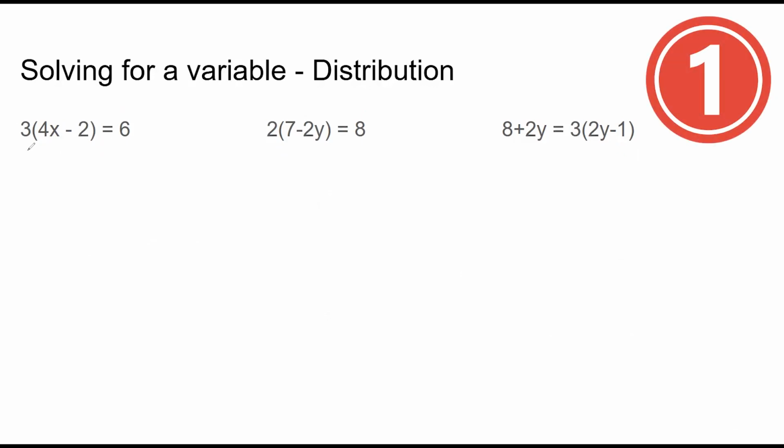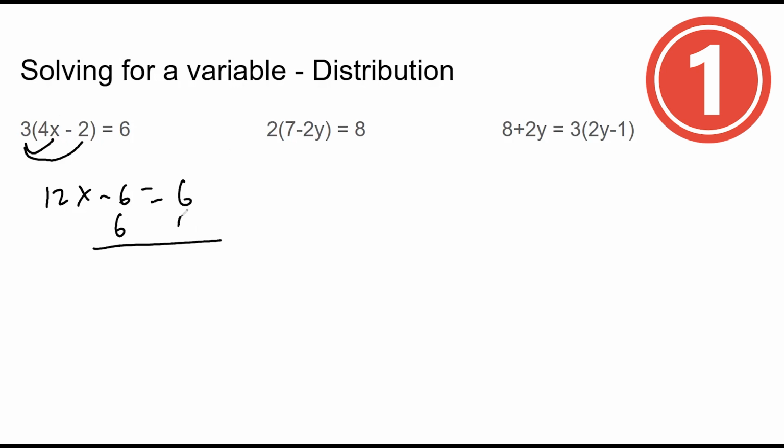So I'm going to distribute. 3 times 4x is 12x. 3 times negative 2 is negative 6 equals 6. I don't do the 3 times the 6. This is not like the last problem. You don't do that when you're distributing. Distribution is much different than multiplying the entire equation by a number.